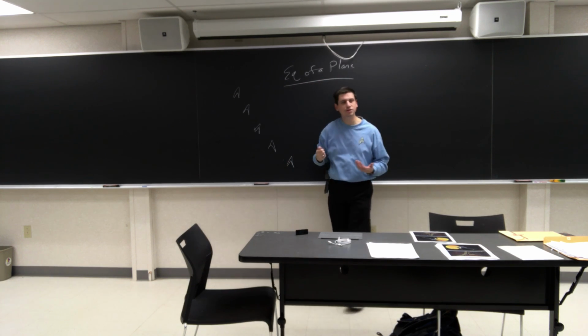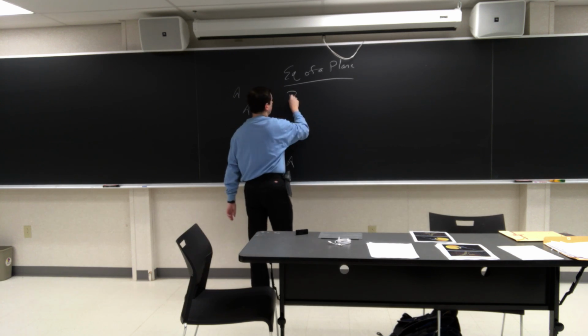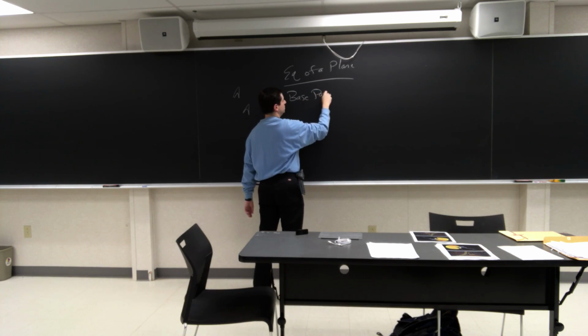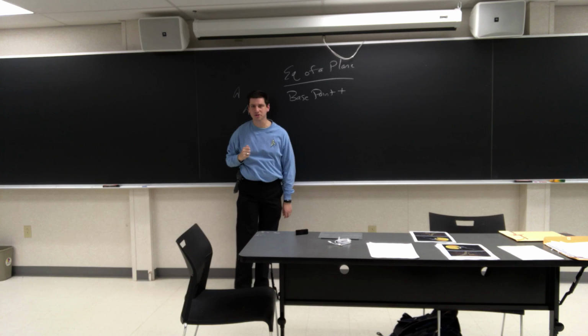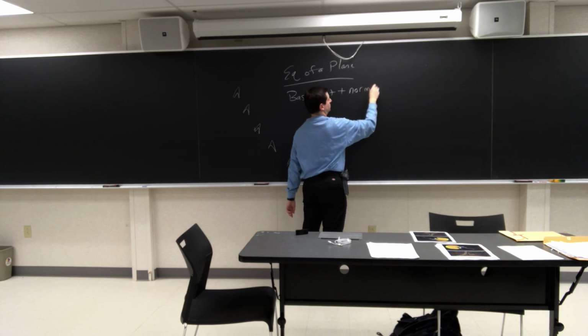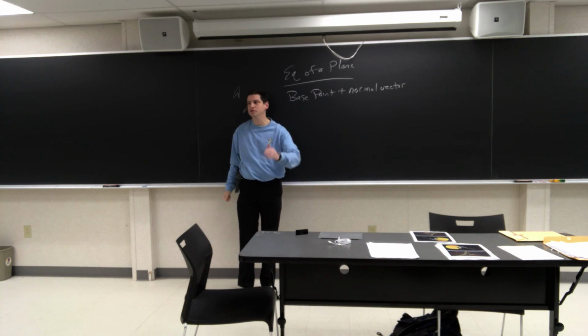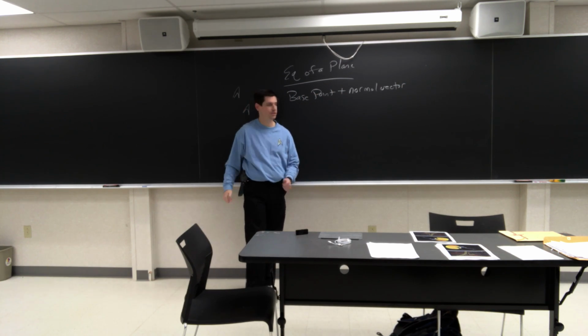So if you think about how you can describe a plane, well, the way we described a line was we had a base point and then we had a direction. So I'm going to show you two different ways to represent the equation of a plane. So one is base point plus, instead of a direction, what do I need now? A normal vector. Well, that's one way. One way is base point plus a normal vector. So before, I had to go in one direction. Now I have to be perpendicular to a direction.